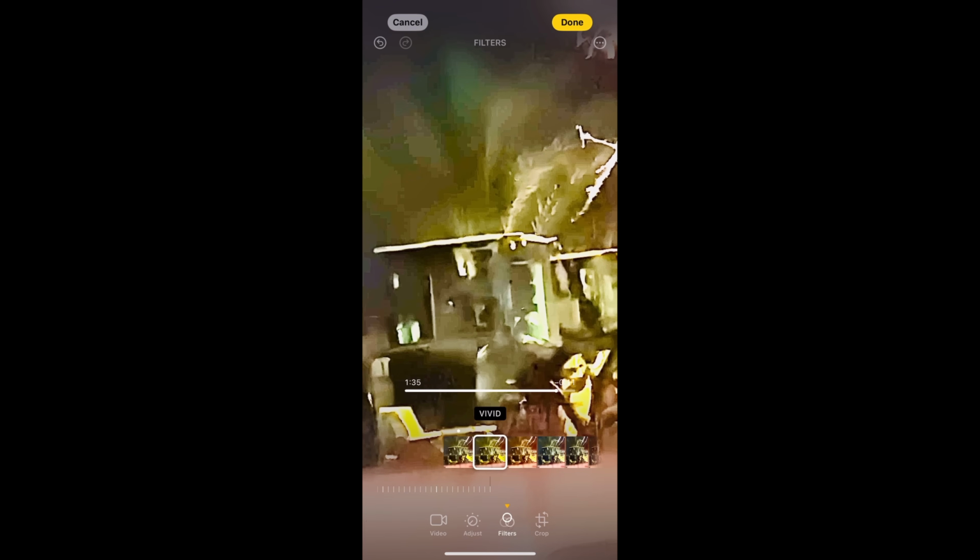I did try some filters. I didn't feel that they were the best. I know some people use filters and feel that it enhanced the quality. I did not feel that for what I was doing.